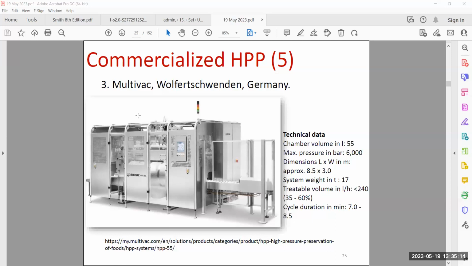Okay, so it looks very sophisticated and very clean, and basically your product will come in from this side of the opening vessel, and then it will go in, and then you would have the pressure, okay, and then it will go out to the other end. So the cycle duration in minutes is about 7 to 8.5 minutes.